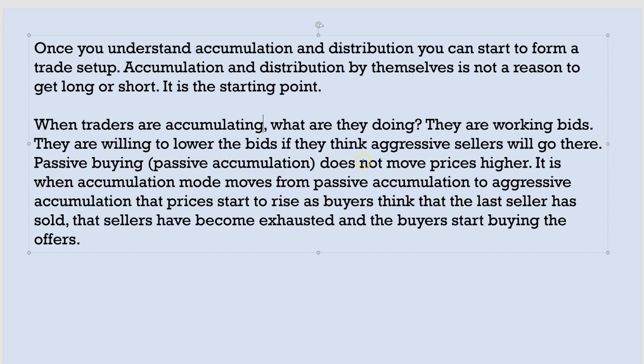Passive buying, passive accumulation does not move prices higher. Passive accumulation is the bids. They're absorbing the selling going into the market. So when accumulation mode moves from passive accumulation to aggressive accumulation, the prices start to rise as buyers think that the last seller has sold, and sellers become exhausted. And then the buyers start lifting the offers.